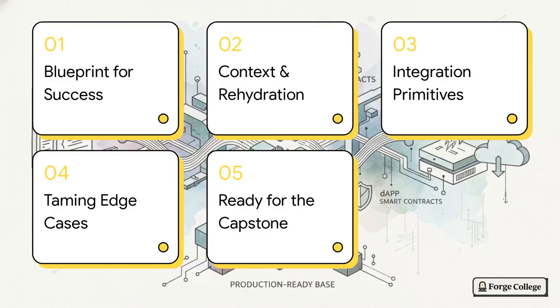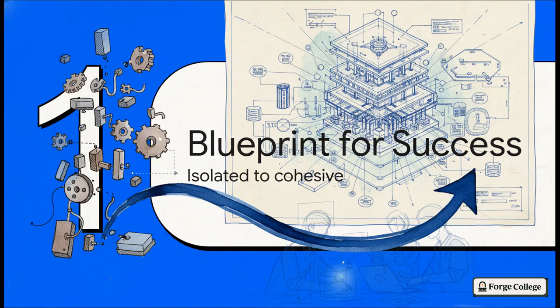To make sure that never, ever happens to you, here's our master schematic for today. We'll start with the blueprint for success, move on to context and rehydration, look at our integration primitives, talk about taming edge cases, and finally get you ready for the capstone. All right, let's jump straight into section 1, the blueprint for success.